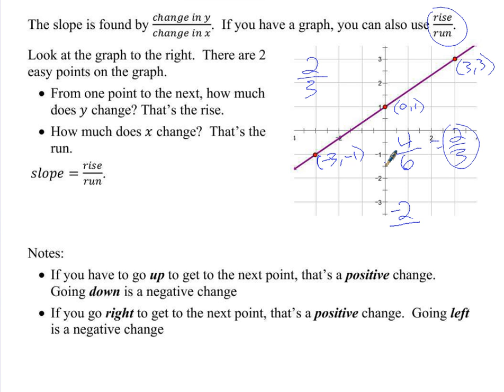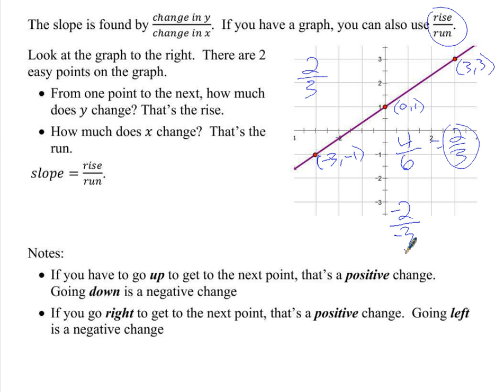Well, this second point right here, if you go right to get to the next point, that's a positive change. But if you go left, that's a negative change. So here I am, and I'm trying to go over to this point here. I got to go left, don't I? So I got to go left. 1, 2, 3. That I'm going to write down as -3. So I have -2 divided by -3.